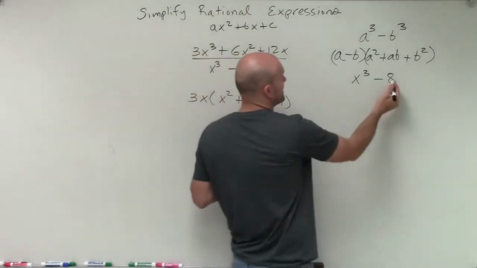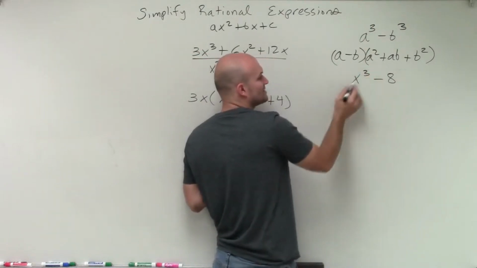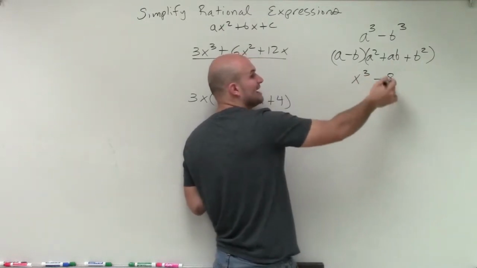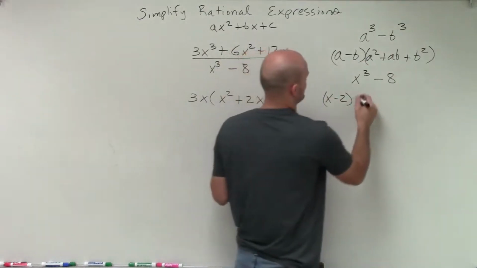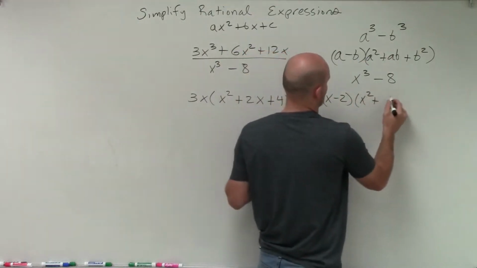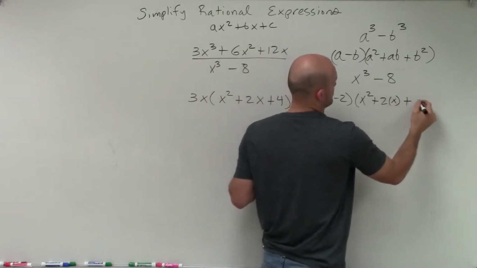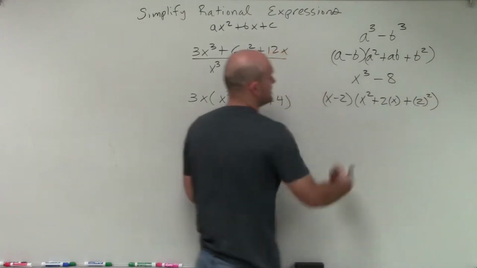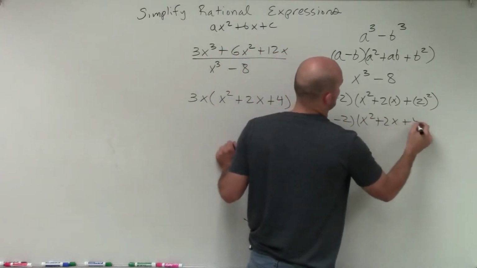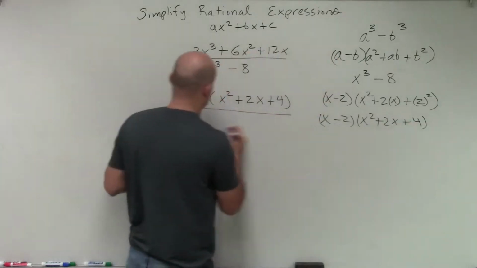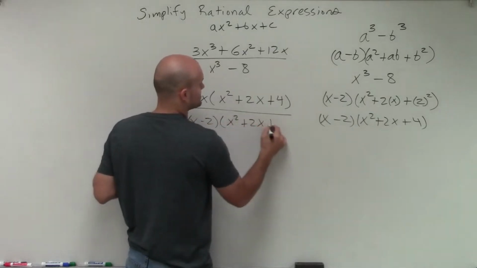So therefore, I can rewrite that. If a cubed is x cubed, then the cube root of x cubed is x, and the cube root of 8 is going to be 2. So I can have this as x minus 2 times x squared plus 2 times x plus 2 squared. All right, now I can simplify that into x minus 2 times x squared plus 2x plus 4. So let's now write that in our denominator. So we'll have x minus 2 times x squared plus 2x plus 4.